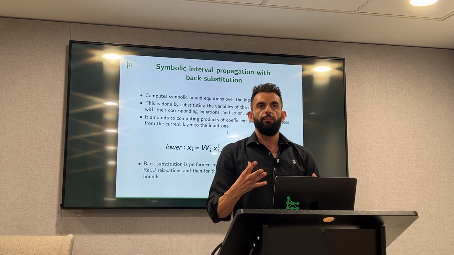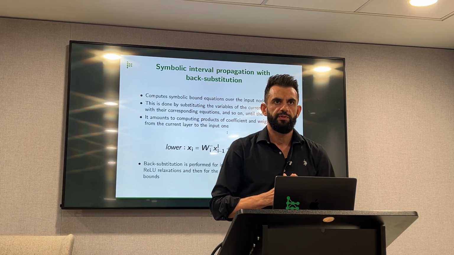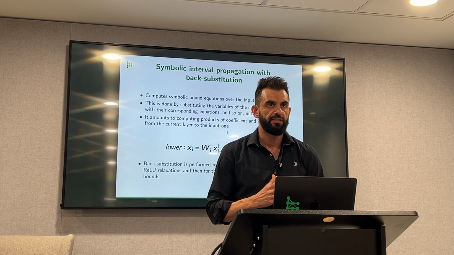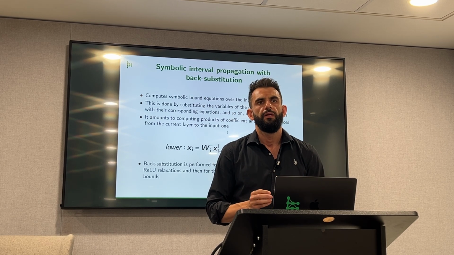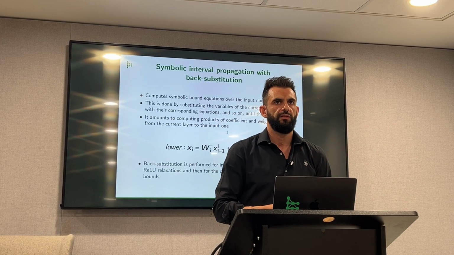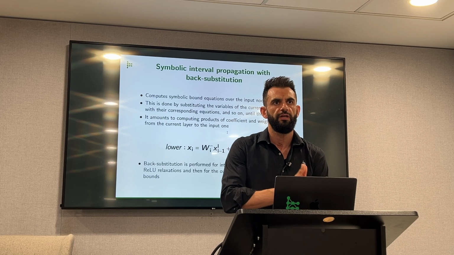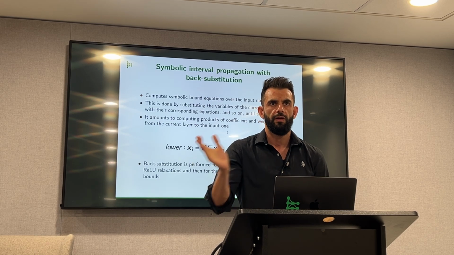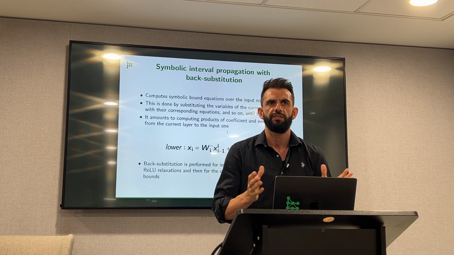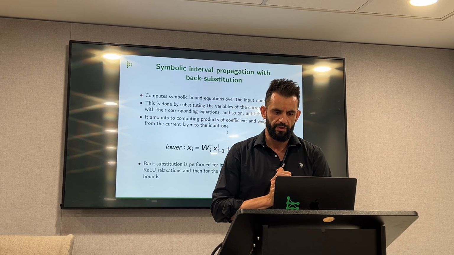Now, by accounting completely for the dependencies between the nodes, the method is much more precise than symbolic interval propagation and interval bound propagation, but it's far more expensive as well. And this is because the back substitution step that I discussed amounts to computing products of coefficient and weight matrices in a backward manner through the network. This is far more expensive than doing a simple forward pass of an input through the network.